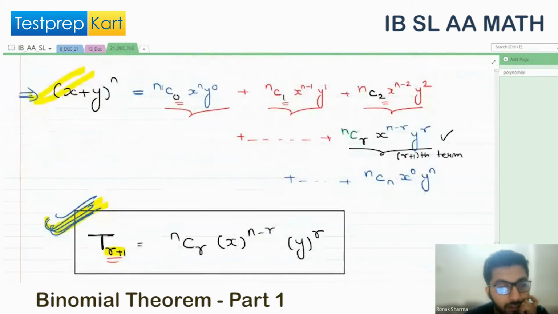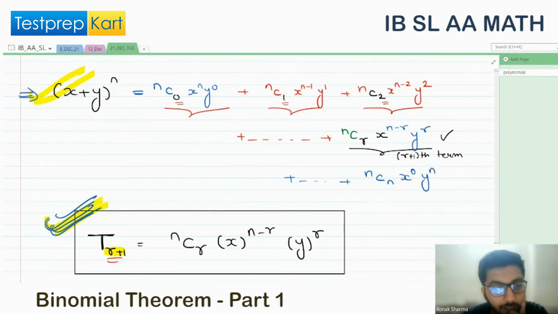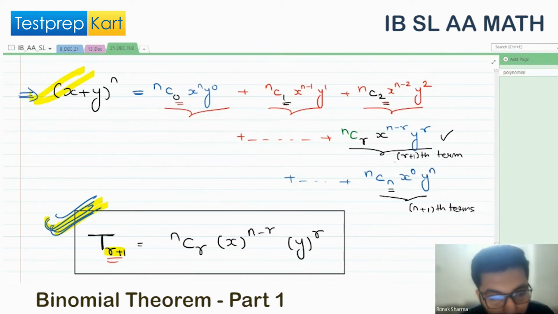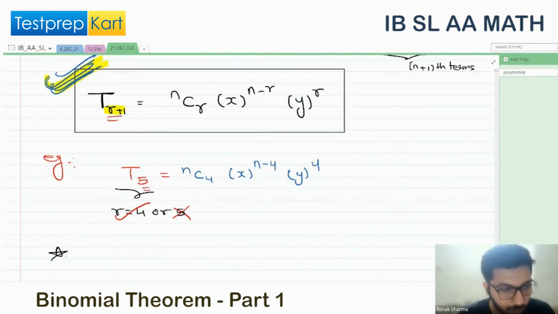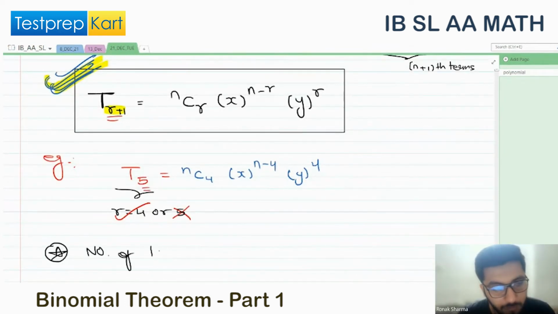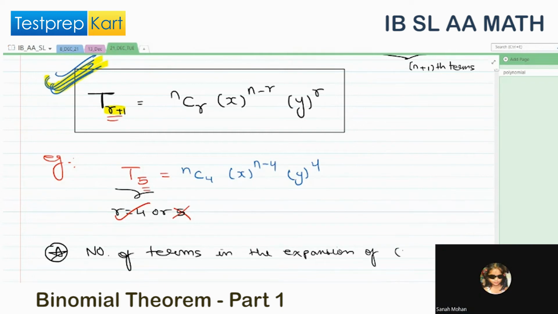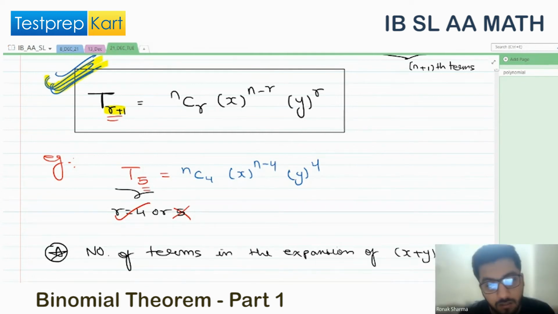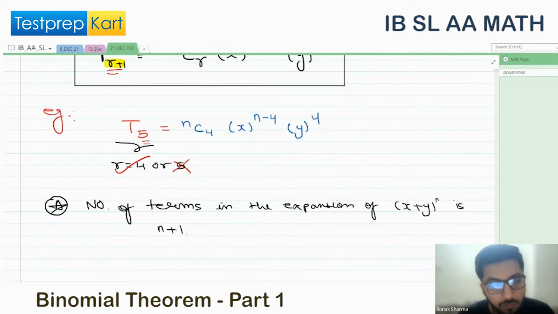Now let us focus here. This is the first term where we are having 0. Then second term 1. Third term 2. So if I'm having n, which term is this? N plus 1 at term, right? So how many terms here are we having? N plus 1 terms, right? So remember, number of terms in the expansion of x plus y power n is n plus 1.